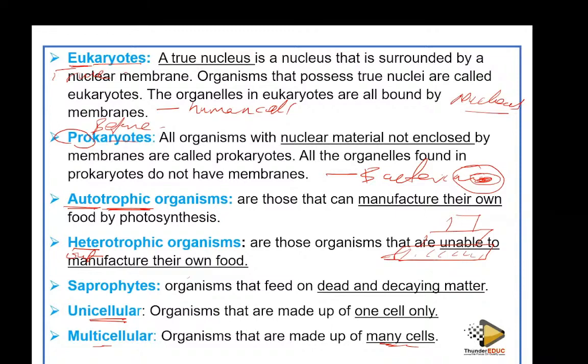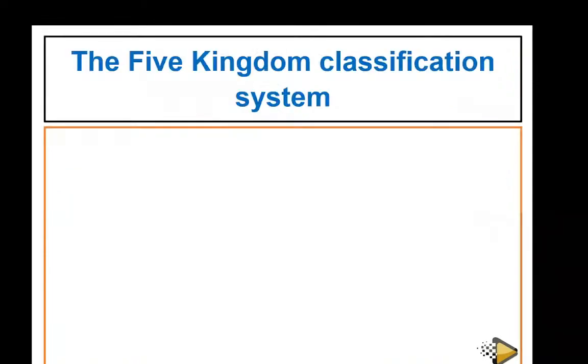Perfect. Let's continue. Let's look at the 5 kingdom classification system. What are these 5 kingdoms? These kingdoms include Monera, Protista, Fungi, Plantae, and Animalia, which we call the animals.